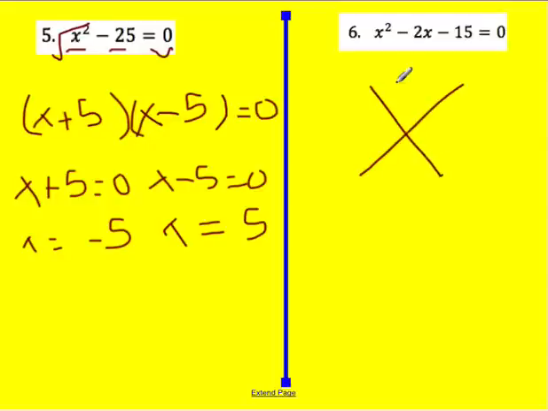Taking a look at number 6, we're multiplying to negative 15 and adding to negative 2. So that's going to be negative 5 and positive 3.